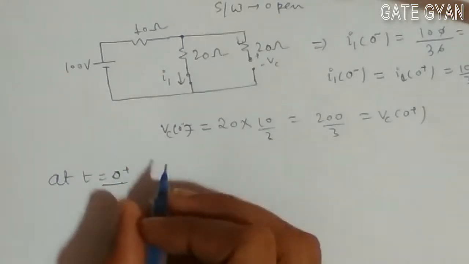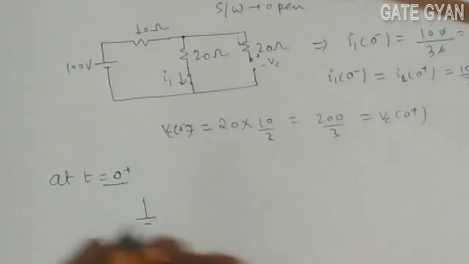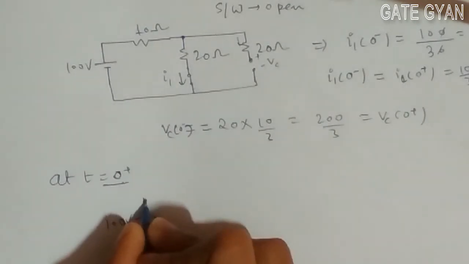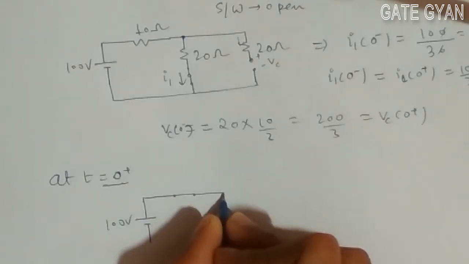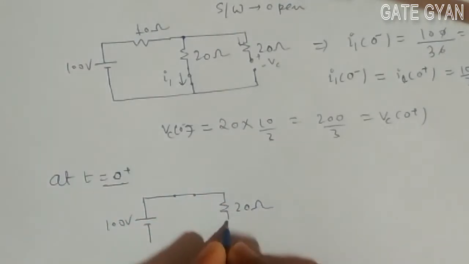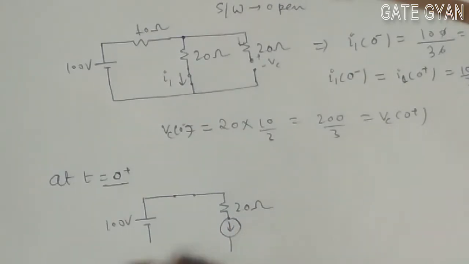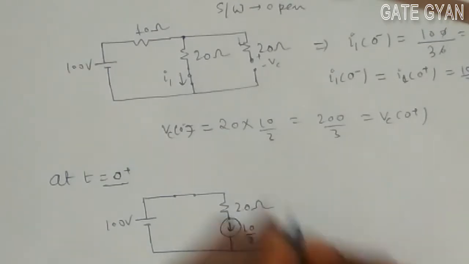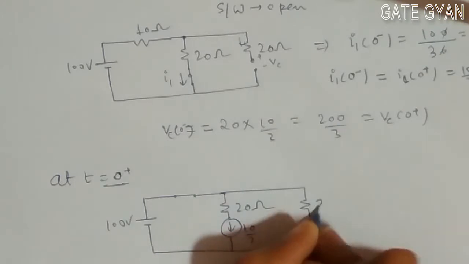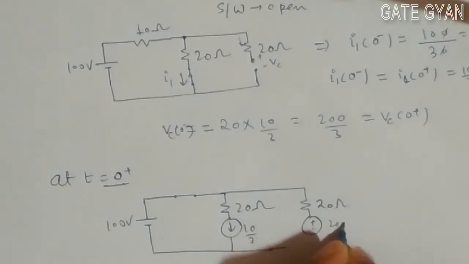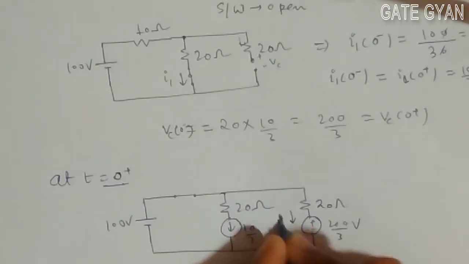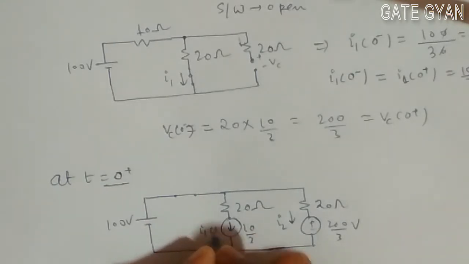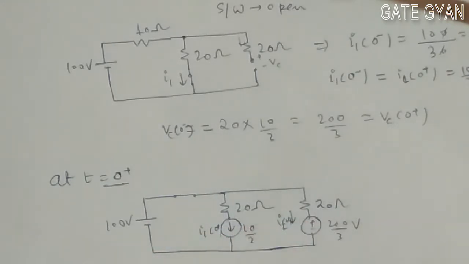So at t is equal to 0 plus, my circuit will look like 100 volt. As switch will be closed, so it will be short circuit. My 10 ohm will get removed, so it will be 20 ohm. This will be my inductor current, I am drawing at t is equal to 0 plus. This will be 10 by 3. Here it's 20 ohm. Then my capacitor voltage will be 200 by 3 volt. Again, this is my current I2 at 0 plus, and this is I1 at 0 plus.